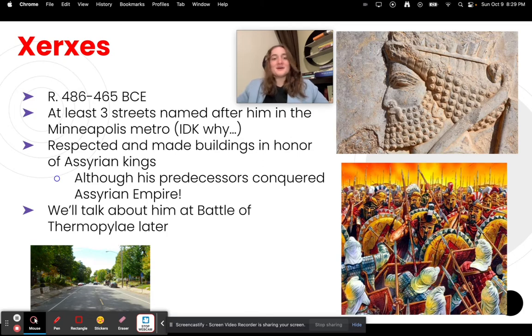Whatever. But he was also respected and made buildings in honor of Assyrian kings. So the empire that his forefathers conquered, he was like, yeah, let's honor these super awesome Assyrian kings that we totally beat down and took over. And we'll talk about him in the Battle of Thermopylae later, because that's the coolest battle of all.